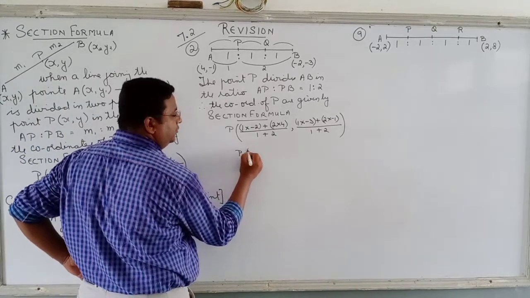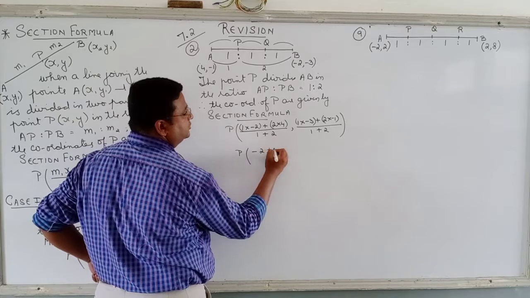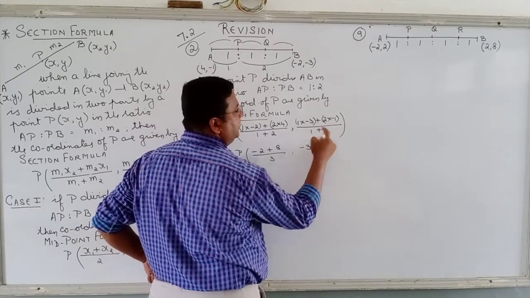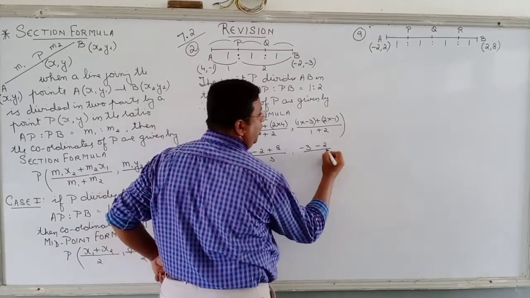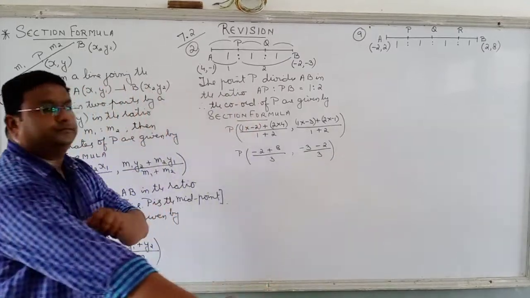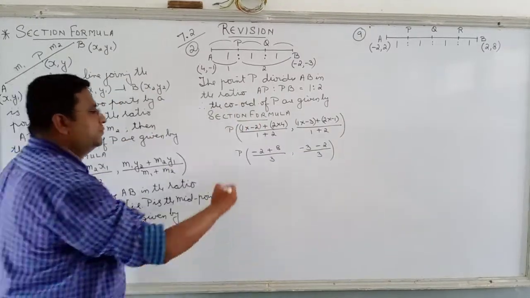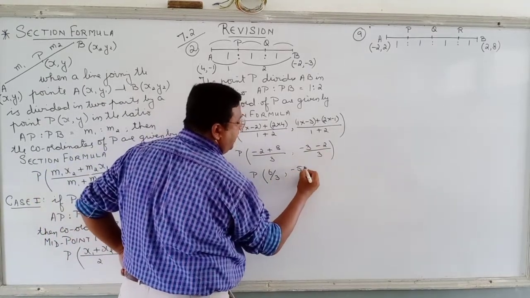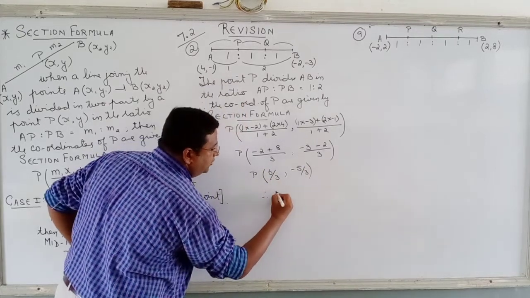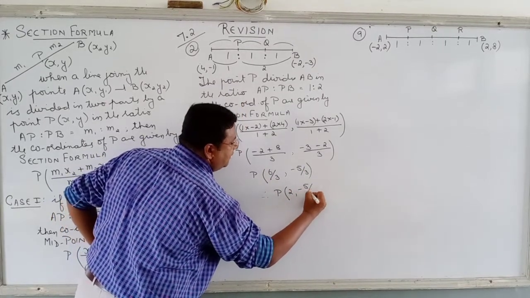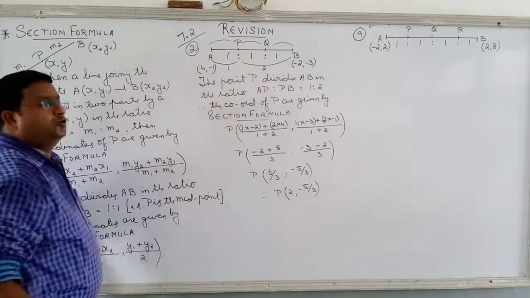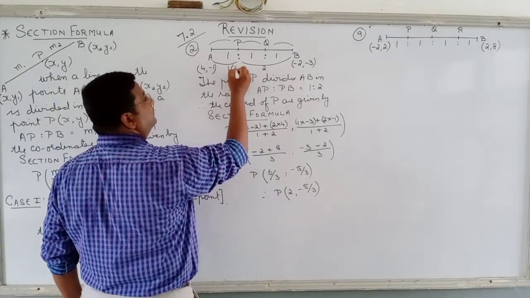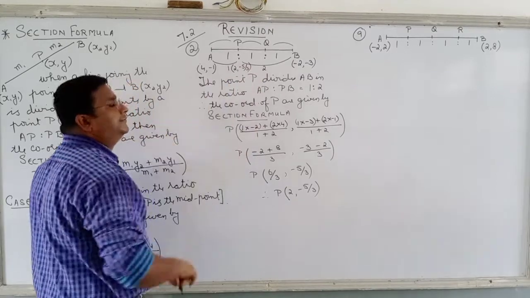Solve it. 1 into -2 plus 2 4s are 8, upon 1 plus 2, 3. 1 into -3 is -3, 2 into -1 is -2, upon 1 plus 2. Correct? Clear? So -2 plus 8, 6 upon 3, comma, -3 and -2, -5 upon 3. So 6 upon 3 is what? 2, comma -5 by 3. So the coordinates of P are 2, comma -5 by 3. I hope it is clear.